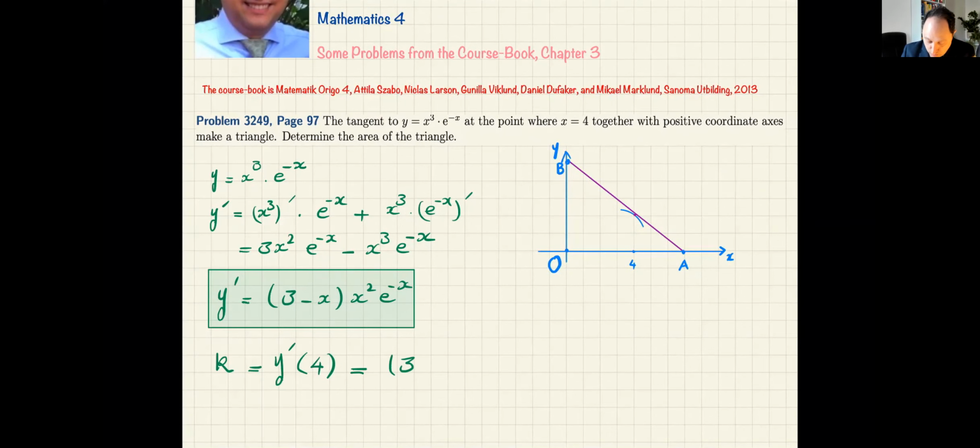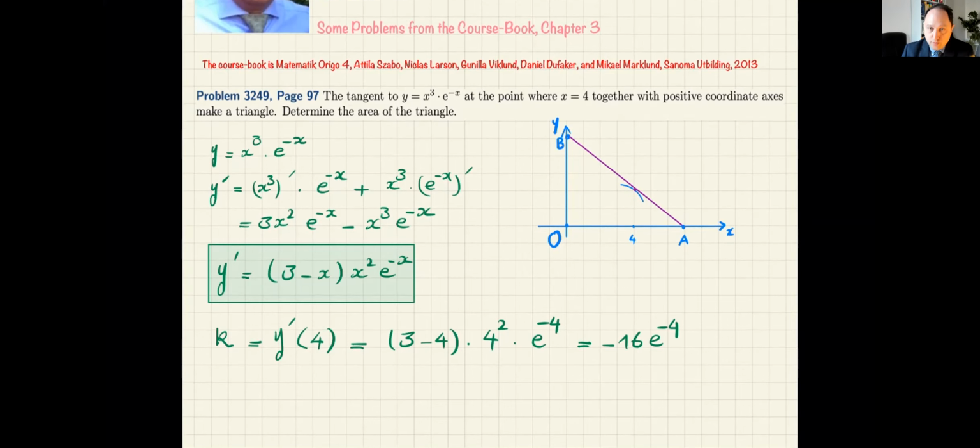So this becomes (3 minus 4) times 4 to the 2 times e to power minus 4. And if I calculate this, it becomes minus 16 e to power minus 4. And you have to work with the exact values, okay? So that is the k value that we have. Minus 16 e to power minus 4. So let me write it here. So this is my k value.